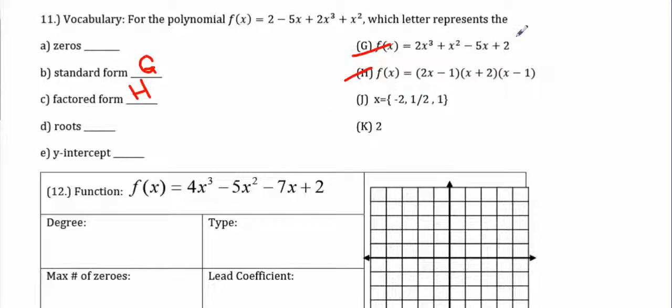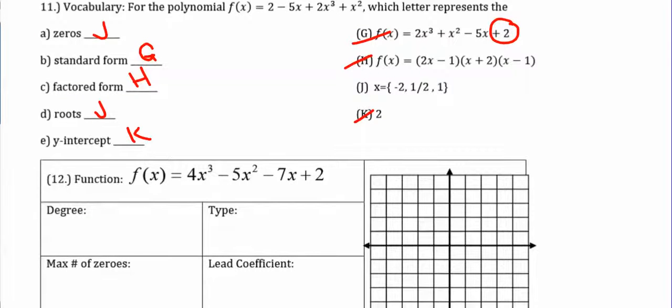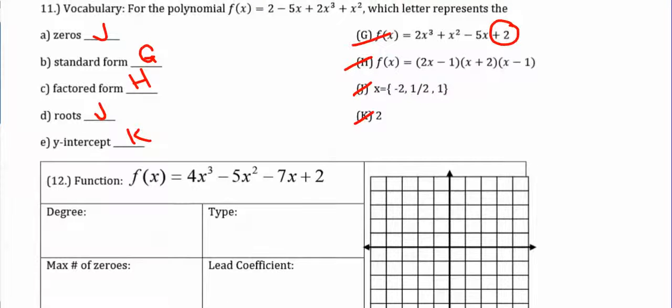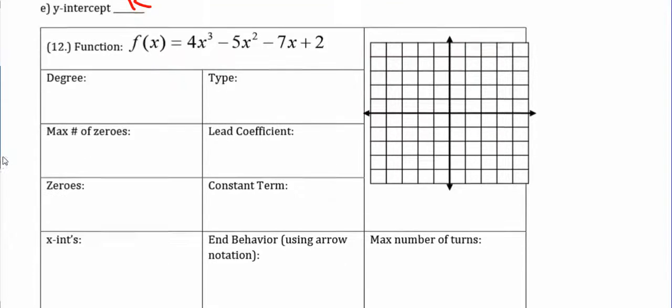Y-intercept, right here. That would be K, which is 2. And then the point we were trying to make here with zeros and roots is that they are the same thing. So both A and D are x equals -2, 1/2, and 1. So yeah, both zeros and roots. Interchangeable, same thing.